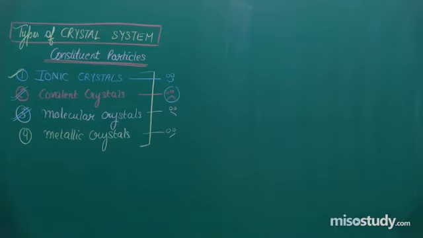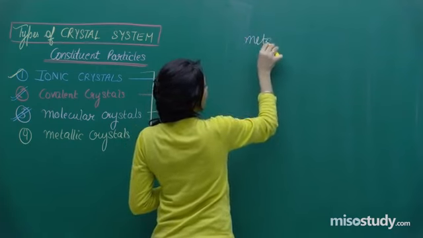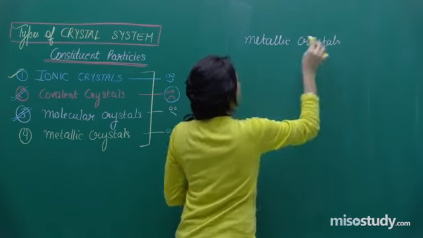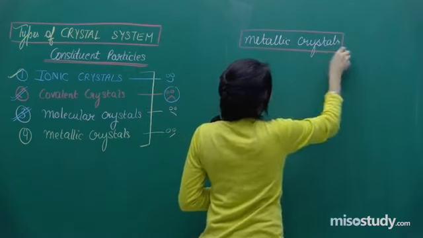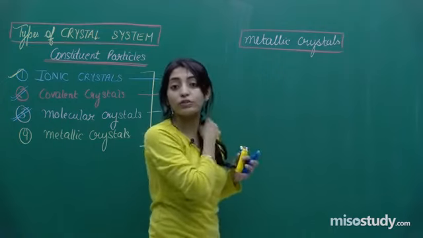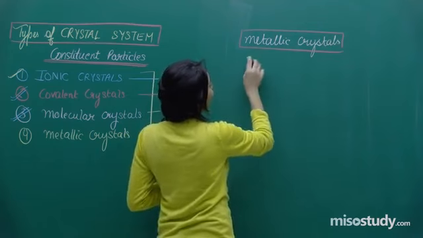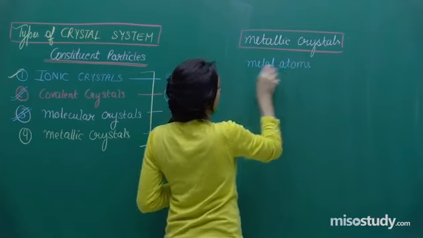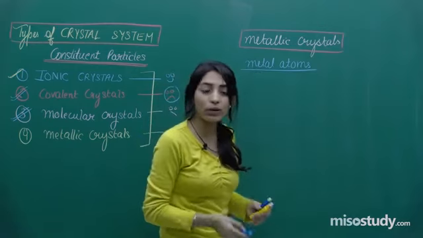So guys, if I ask about the details of metallic crystals and the examples of metallic crystals, you can say that metallic crystals basically can be defined as crystals where the constituent particles, or the sites of the crystal lattice, or the lattice points, will be occupied by metal atoms. Okay, so now how are metal atoms coordinated with one another?